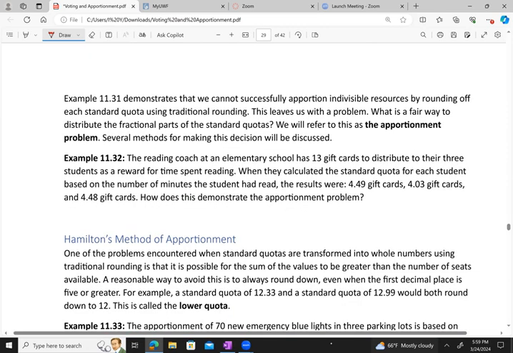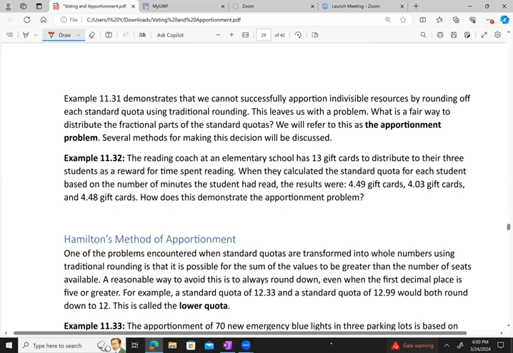So the previous example demonstrates that we cannot successfully apportion indivisible resources by rounding off each standard quota using traditional rounding. This leaves us with a problem. What is a fair way to distribute the fractional part of the standard quotas? We will refer to this as the apportionment problem. Several methods for making this decision will be discussed, 4 to be exact.